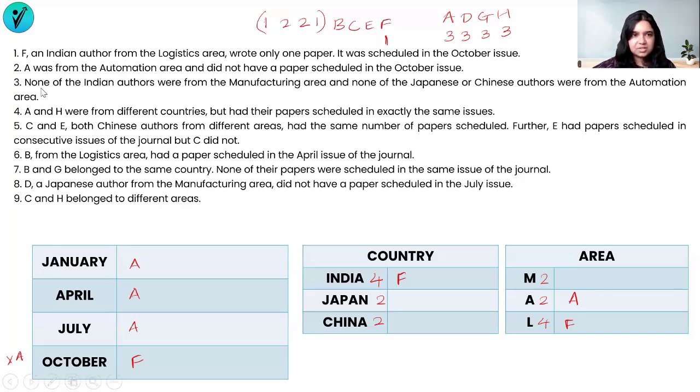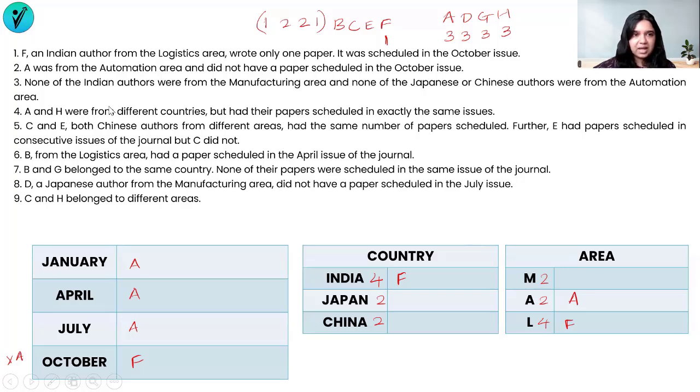The third statement: none of the Indian authors were from the manufacturing area, and none of the Japanese or Chinese authors were from the automation area. Okay, so we have to take care that Indians cannot go in the manufacturing area and Japanese and Chinese cannot go in the automation area.